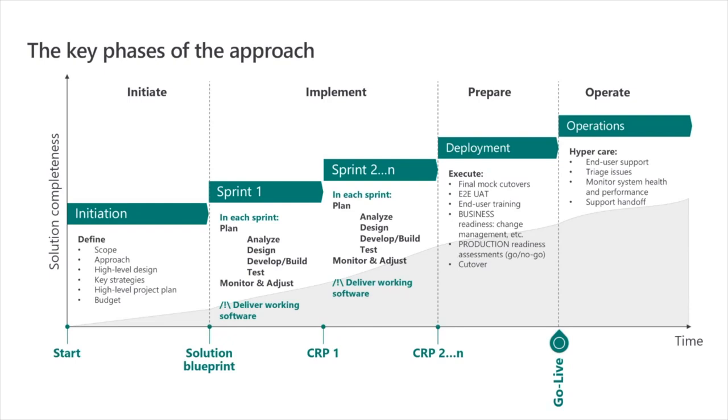And then within the implement phase, there may be multiple sprints, and each sprint is a self-contained cycle of delivery of working software of a portion of the business process that is in scope. Each sprint builds on the work from the previous sprint. It's essentially an iterative delivery, an incremental delivery as well of the business process.